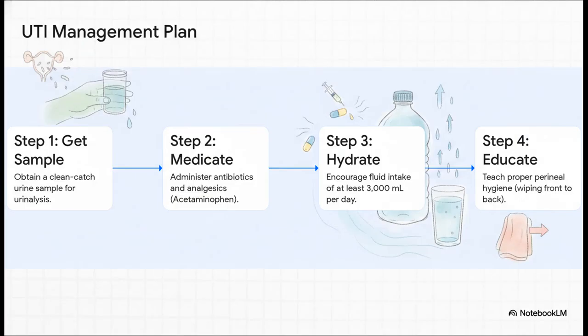The management plan here is pretty straightforward, but every step is vital. First, we confirm what we're dealing with by getting a clean catch urine sample. Then we start the antibiotics and get their discomfort under control. But a huge nursing intervention is pushing fluids. We want them drinking at least 3,000 milliliters a day to help flush all that bacteria out of their system. And, as always, we reinforce that crucial perineal hygiene.